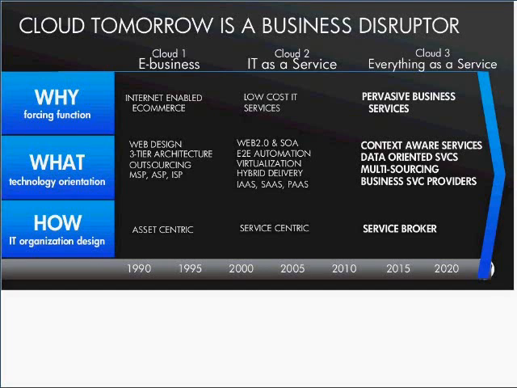But the reality is that cloud is less about an IT technology, and it's more about the fact that there's going to be an explosion of business services that can be sourced instantaneously and produce immediate results, right? And these services will be context-aware, data-oriented. They can be multi-sourced from many different providers. And you'll see the emergence of new classes of service providers outside of the IT world and into the business world, or business service providers.